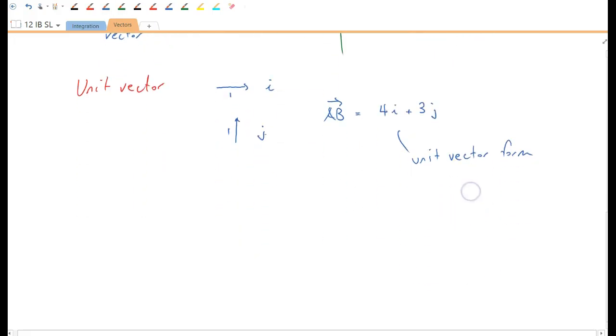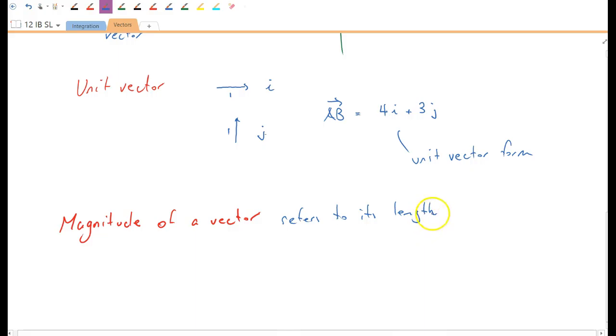Okay, let's look at the magnitude. So we're just humming through all the different things there are to do with a vector. The magnitude of a vector refers to its length, the length of the vector, and it is denoted by these absolute value signs, |AB|, like that.